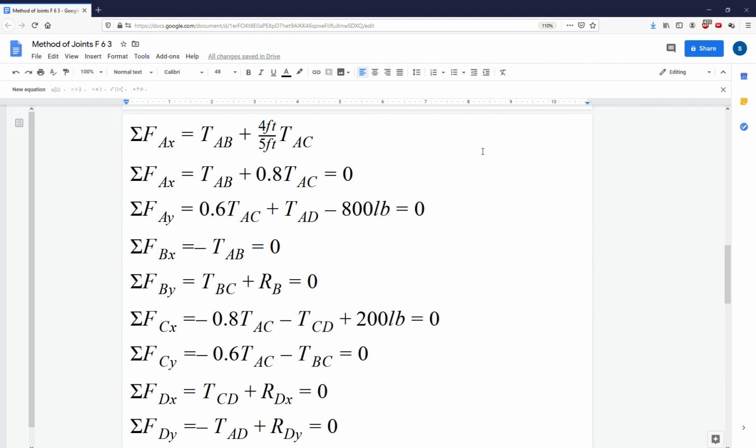On joint D in the x direction, there are 2 forces. There is member CD pulling it to the right, and there is the x component of the reaction force at D. And so the sum of forces in the x direction on joint D is TCD plus RDX. In the y direction, there's the tension in AD pulling it down and the reaction force in the y direction. And so the sum of forces on joint D in the y direction is negative TAD plus RDY.